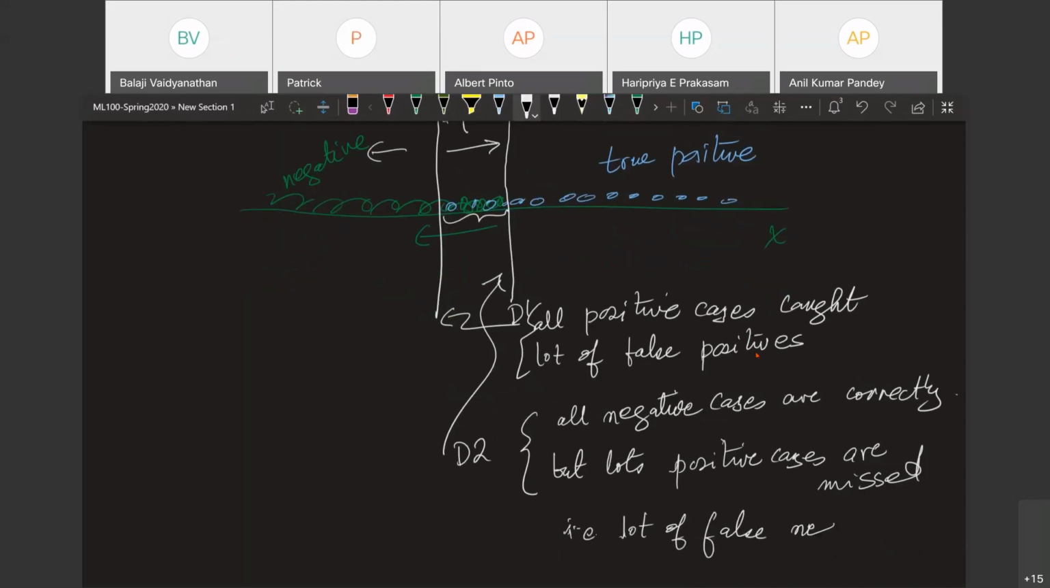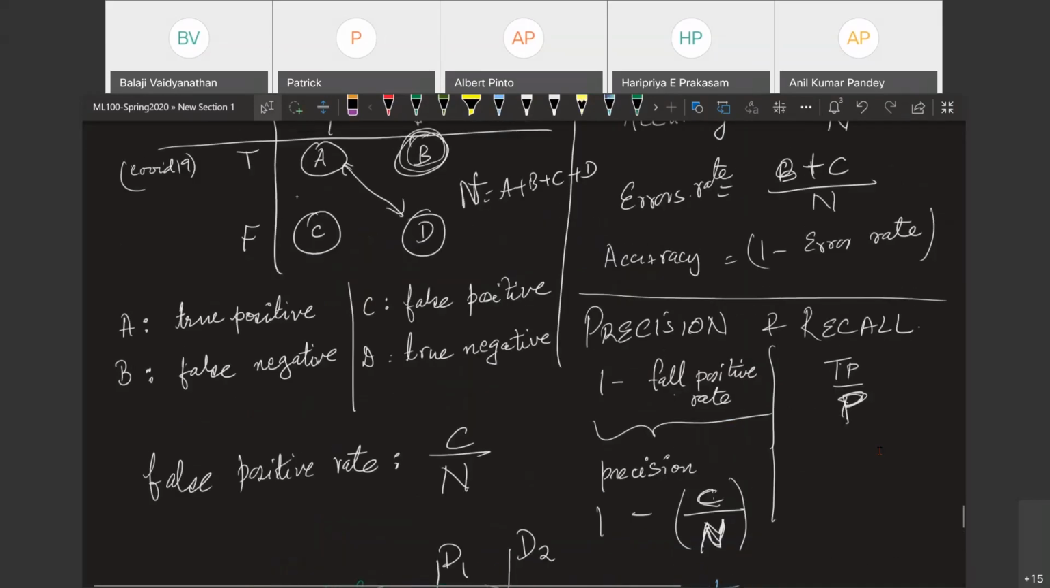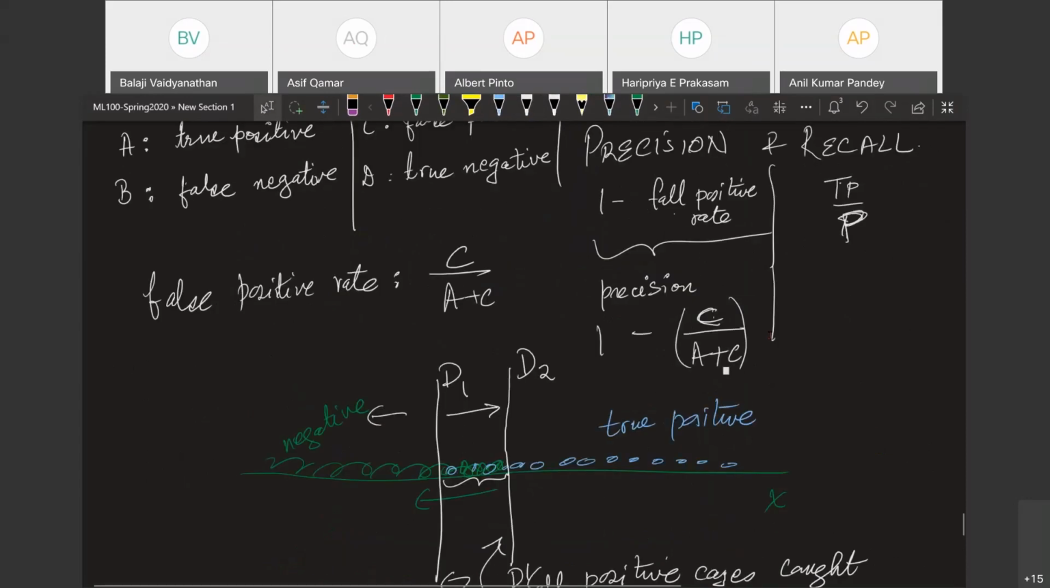Sir, your false negative rate shouldn't be over n. It should be over a plus c. Come again? Sir, in the formula above, for the false negative rate, because you said c over n, shouldn't it be c over a plus c? Oh, yes, absolutely. You're right. That's a very good catch. There should be a plus c. You're right. A plus c, and yeah, that's a good one. Thank you.